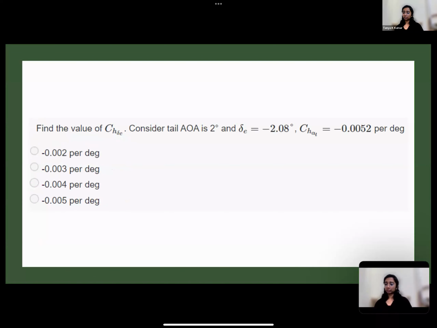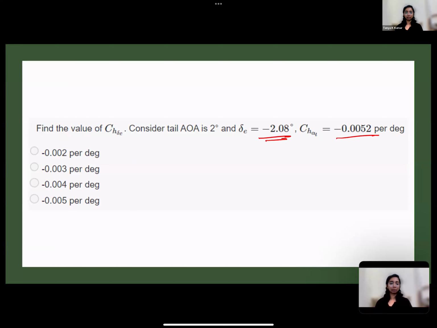Find the value of CH delta E considering angle of attack at tail to be 2 degrees, delta E minus 2.08 degrees, CH alpha tail 0.052 per degree. Again, you can see it's all negative and your answers are also given in all negative, right? Now delta E minus 2.08, is the elevator deflected up or down? Up. Can you solve this question?